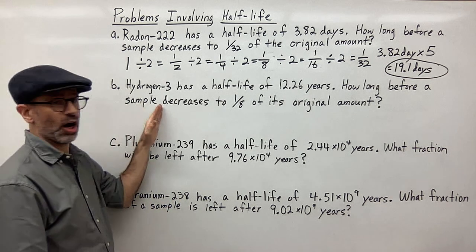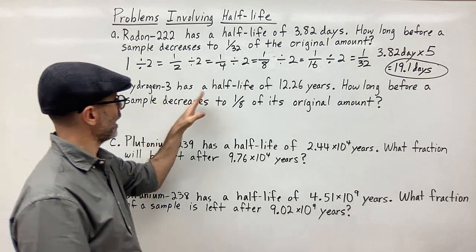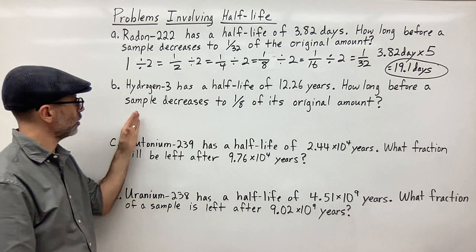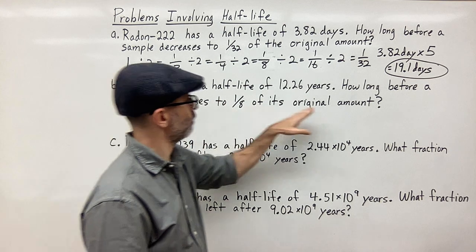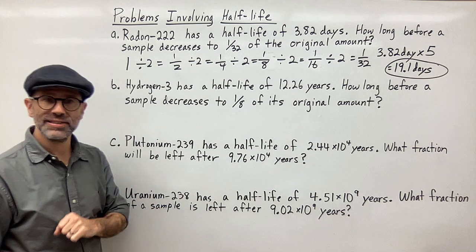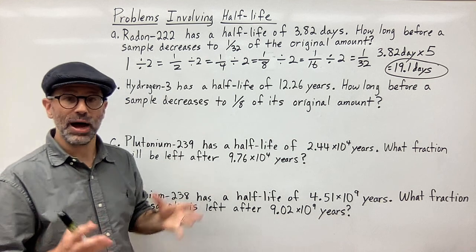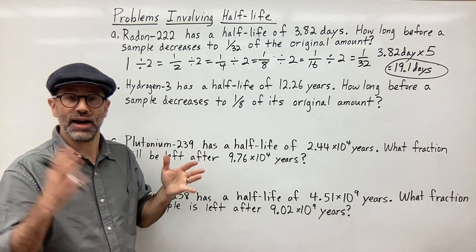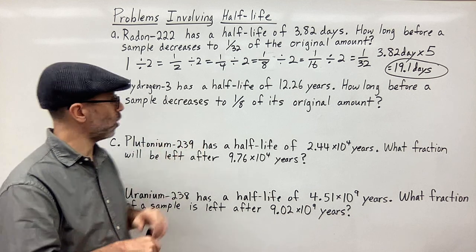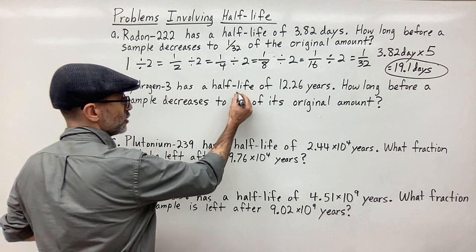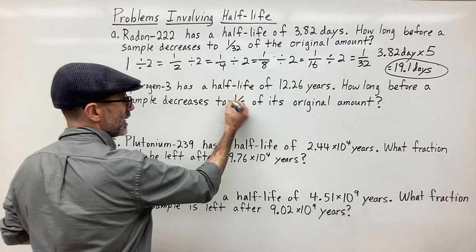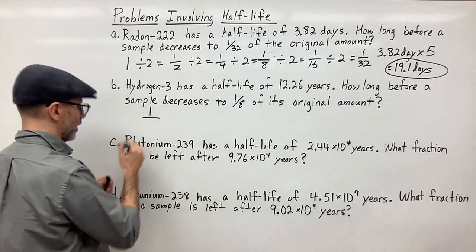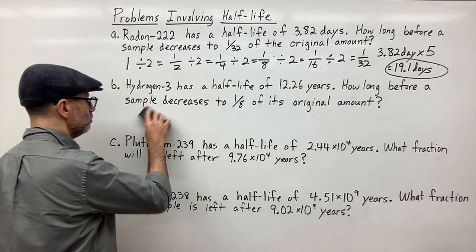Okay, so problem B. Hydrogen 3, also known as tritium, has a half-life of 12.26 years. How long before the sample decreases to 1/8 of its original amount? So we do the same thing. We assume that our original amount is 1, not 100%, but 1, because 100 divided by 100 is 1, right? So notice that there's a 1 up here too, so that's helpful. So we're taking 1, and we're going to divide it by 2 until we get an 8 on the bottom.